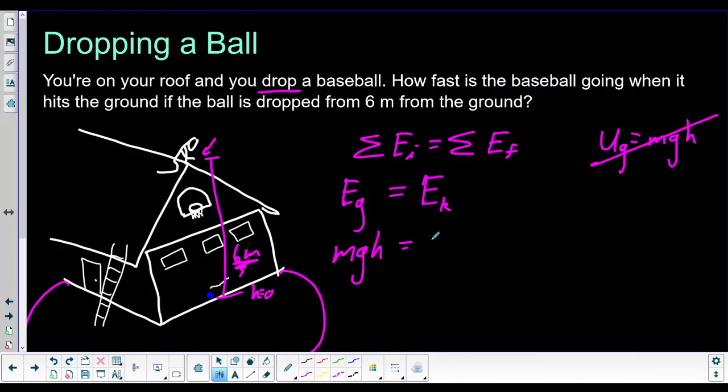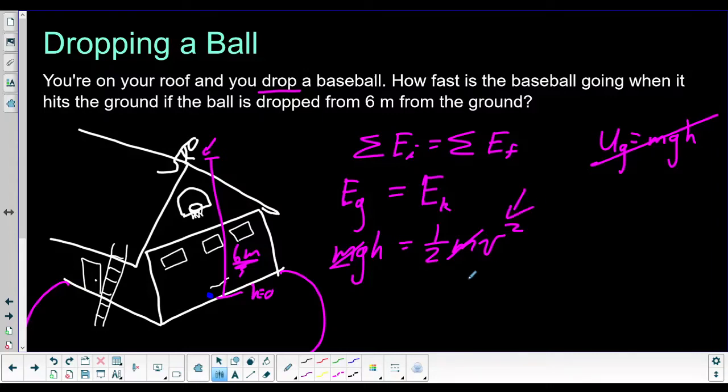Our equation for kinetic energy is 1/2 mv squared. Something that's nice to note here, this mass is the mass of the ball. It's the mass of the object that's floating above the ground. It's the mass of the thing that's going fast at the end, the ball. So because these masses are the same, they cancel. Notice I don't even give you the mass of the ball. It's because it doesn't matter.